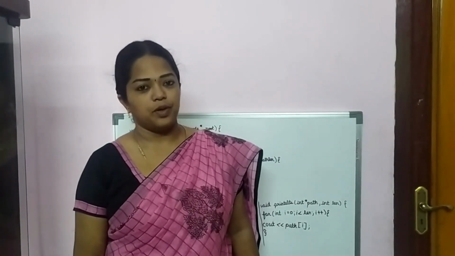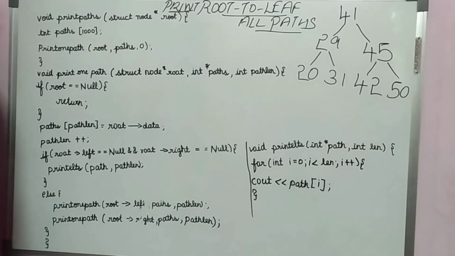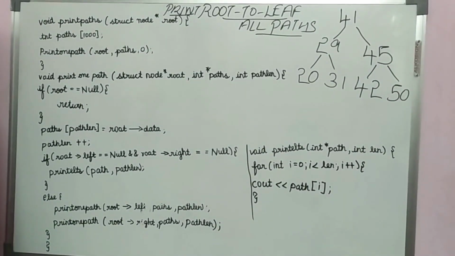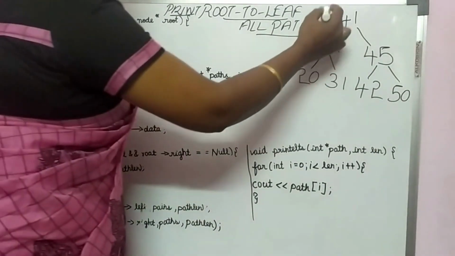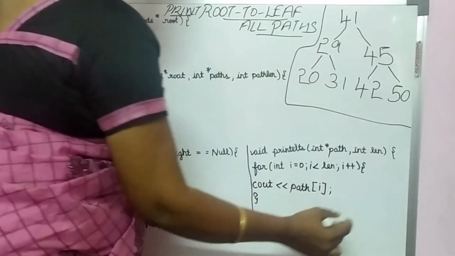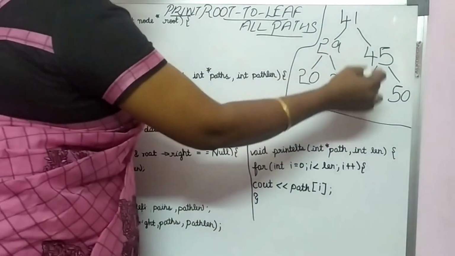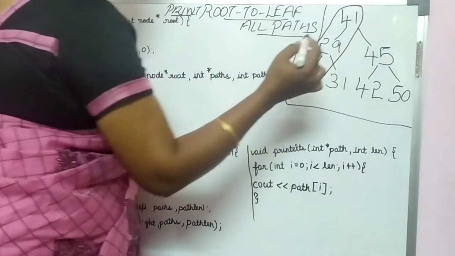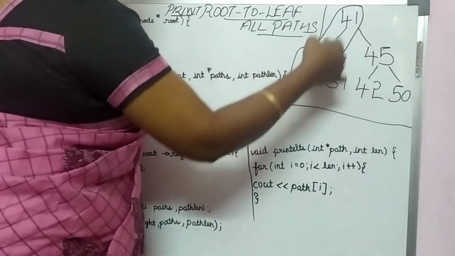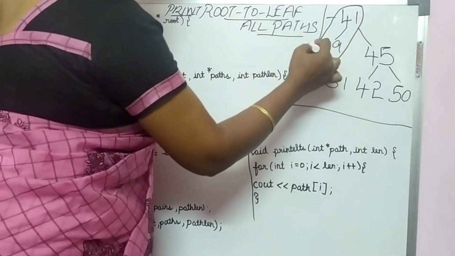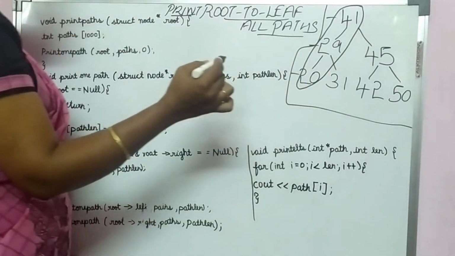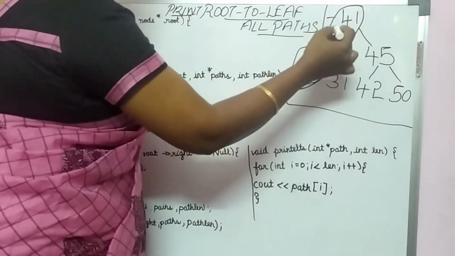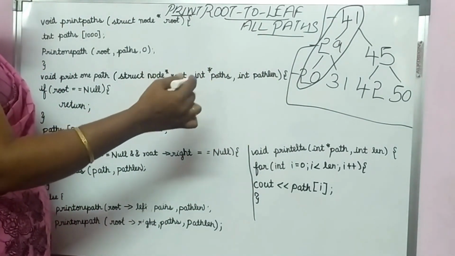Let us see with the code. I have written code here for printing all the different path values starting from root to leaf. Here you can see I have taken a tree for example, and there exist 4 different paths, in the sense starting from the root and reaching the leaf node. If you take the first path, there exist the nodes 41, 29 and followed by 20. I have taken a binary search tree here. If you want to print all the different paths and the values that exist in them, I have written a code.